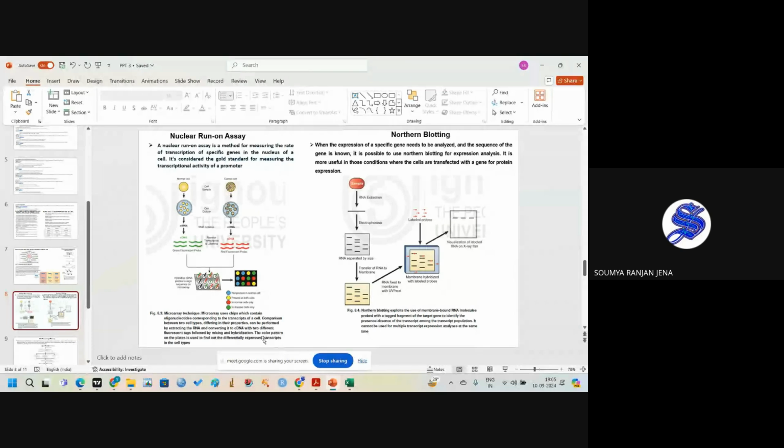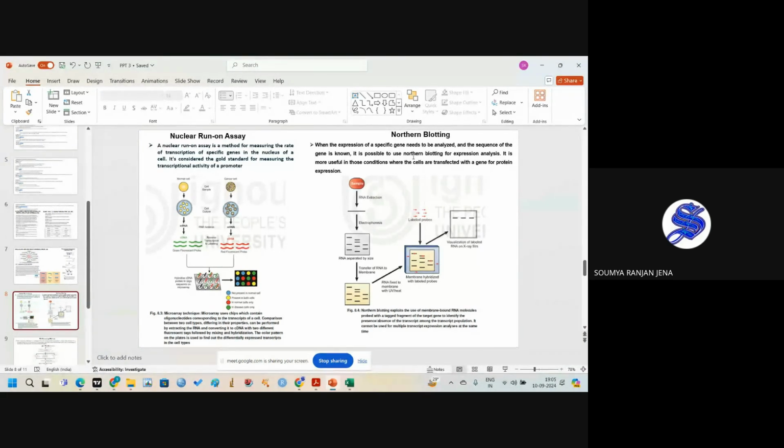What is differentially expressed? Differentially expressed means that the gene is overexpressed or underexpressed. Always in our cell, all the genes are expressed at a basal level. If it goes above the basal level, that is overexpressed, or if the expression is below the basal level, that is underexpressed. This is called a differentially expressed transcript.